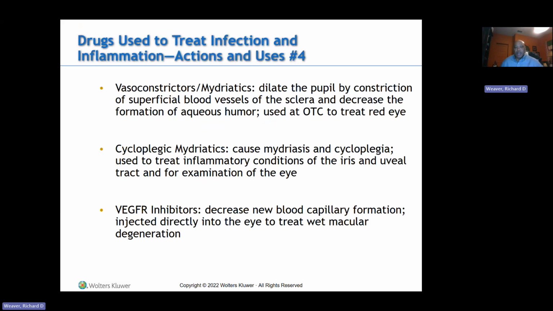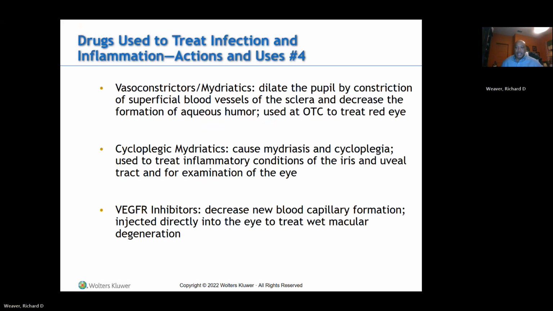Now, cycloplegic mydriatics, and think about plegia like paralysis. So cycloplegic mydriatics cause mydriasis and also cycloplegia. So it causes both. It causes both dilation and paralysis. So these patients have paralysis of the ciliary muscle, that's part of the eye, resulting in an inability to focus the eye.